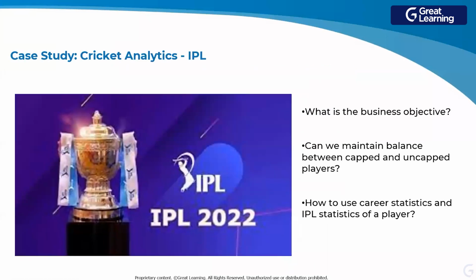Okay. What is the business objective? I told you we need to see which player is best for which team. What is a capped player and what is an uncapped player? Capped players are like Dhoni, Virat Kohli, and all these top-notch players. They are marked as capped players, or they play international also. Uncapped players are the ones who are new, right?